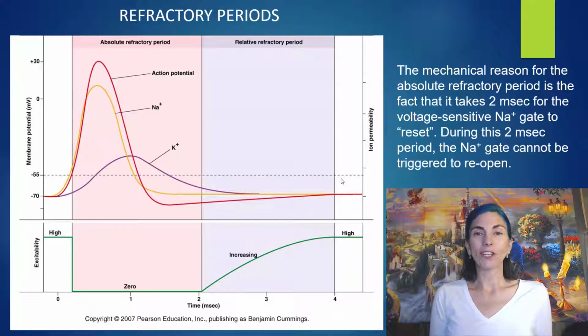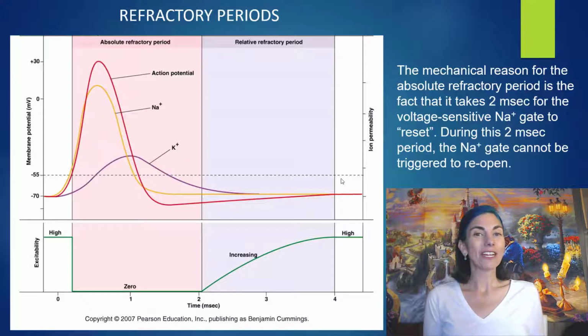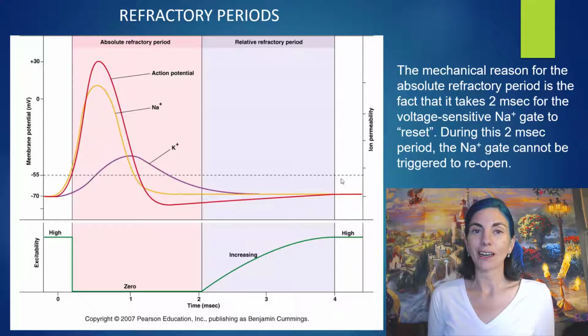All right, that concludes our lecture on action potential propagation and refractory periods. I'll see you for the next one on speed of propagation and myelination.